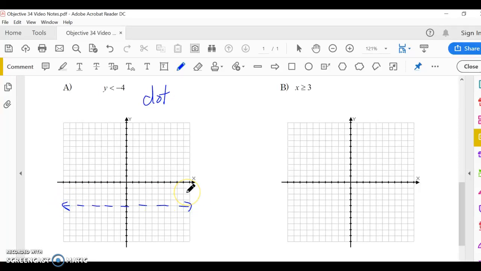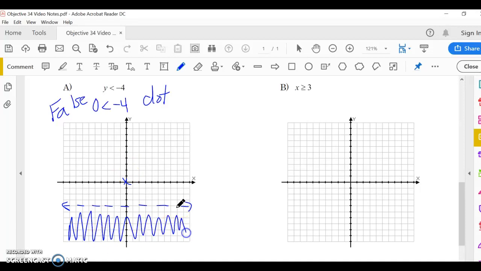Now we're on to step 2. Step 2 said test 0, 0. So this is the point right here that we're testing, 0, 0. So if we plug in 0 for y, and there's no x here, all we have to do is worry about the y. So the question is, is 0 less than negative 4? That's false. So because 0, 0 is false, we shade the other side. So we shade below.